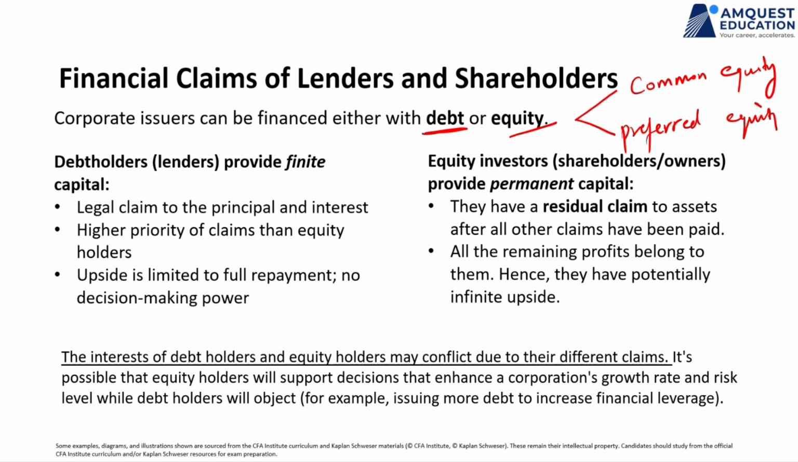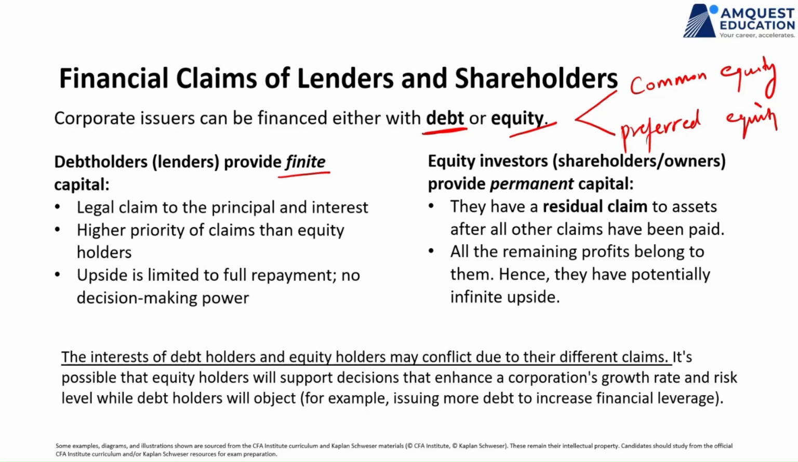Debt holders will provide finite capital. They will never fund the business entirely. The reason is if a lender provides you 100% of the funding, then as the owner of the business, I am not interested in running the business. Even if the money goes down the drain, even if there are losses, even if the business does really bad, it is not my money. It is the lender's money, right?